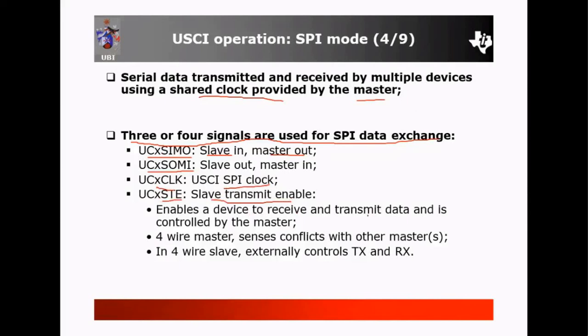It enables a device to receive and transmit data and is controlled by the master. So the master controls when it will transmit the data or when it will receive the data. Now in 4-wire mode, the master senses conflicts with other masters. In 4-wire mode, the slave externally controls the transmitter and receiver.